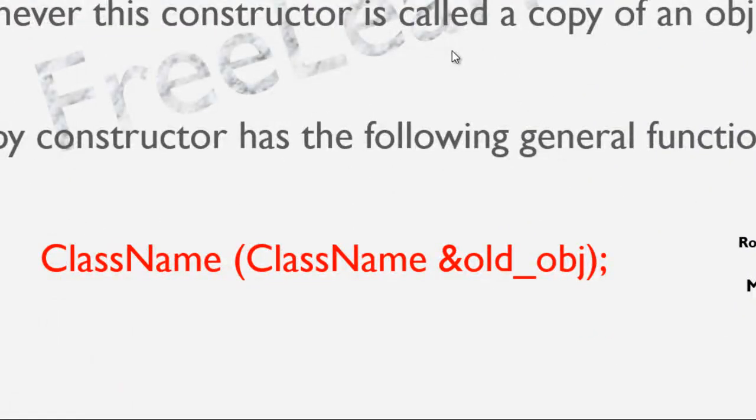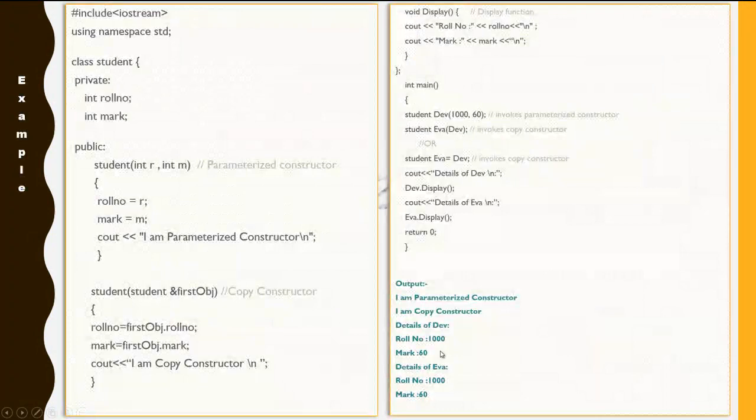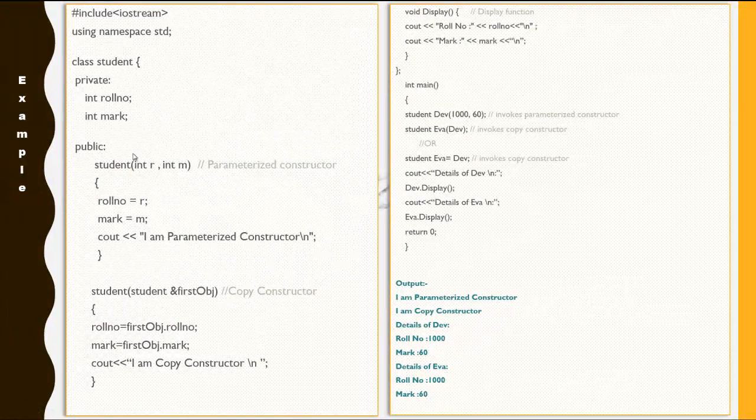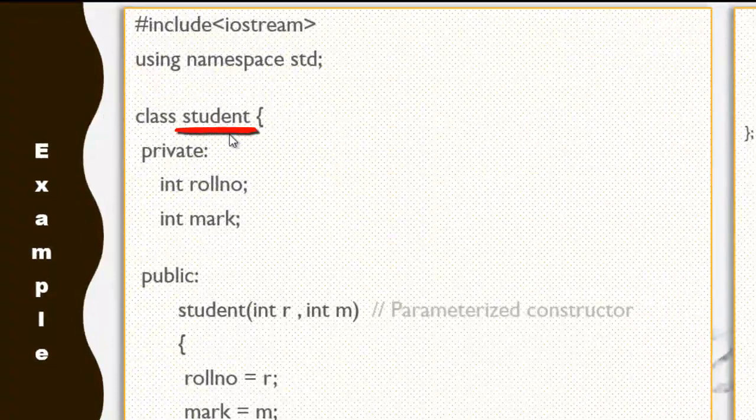This is the function prototype of copy constructor. All copy constructors require one argument. The argument should be a reference to the object of the class. This program demonstrates the concept of copy constructor. Let's start with the class declaration. The class keyword is used here. The class name is student.